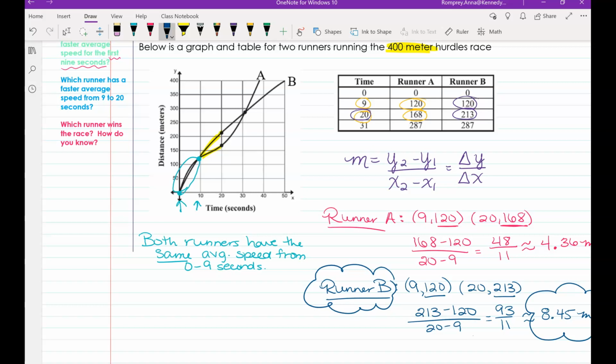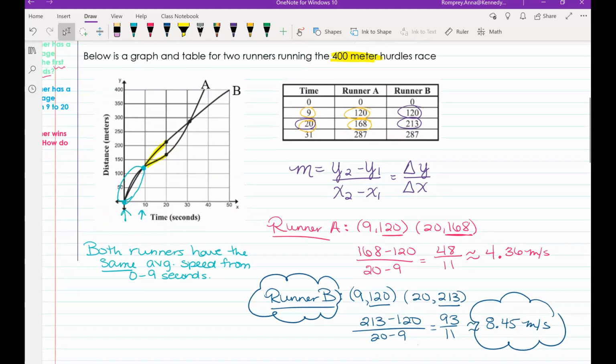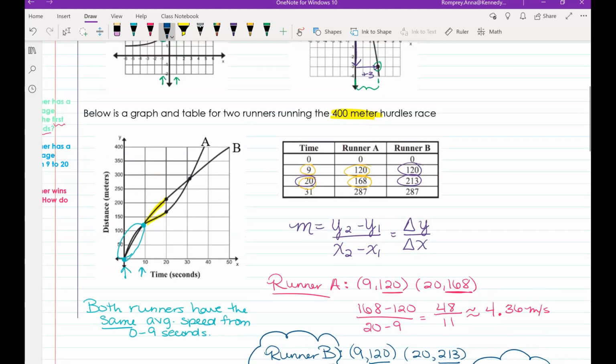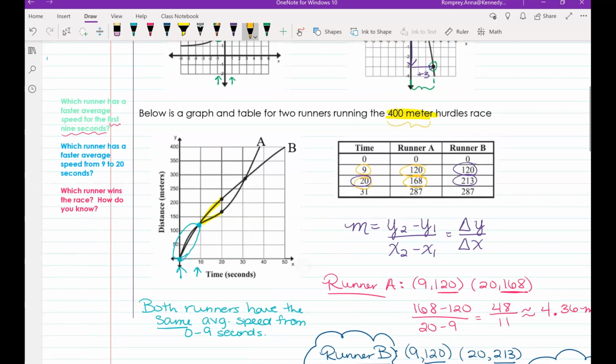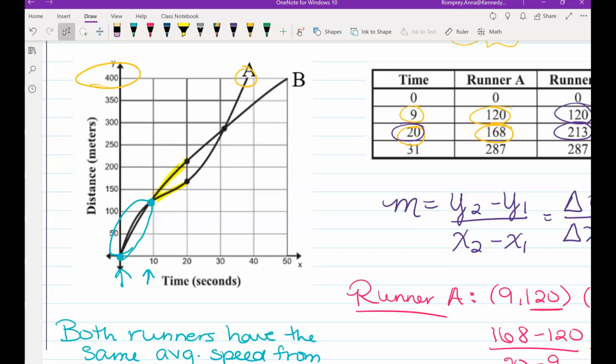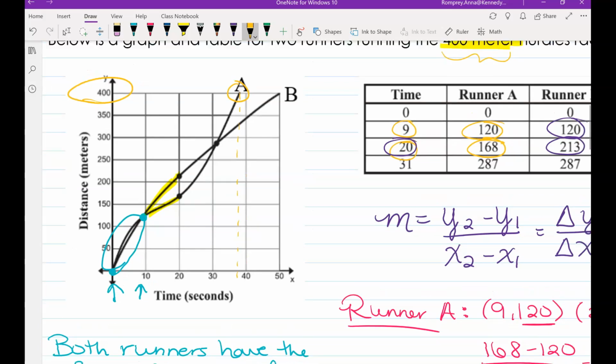How do you know? Okay, if I look at my table, 287, 287, well, that's not very helpful, because how far is our race? Our race is 400 meters. So which runner wins the race? Well, let's go find 400 meters. So runner A, how long does it take runner A to get to that 400 meters? If I follow this down, like maybe 38.